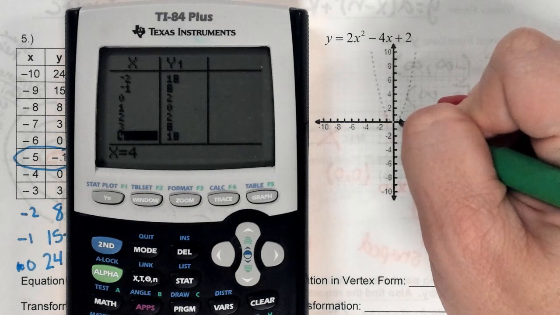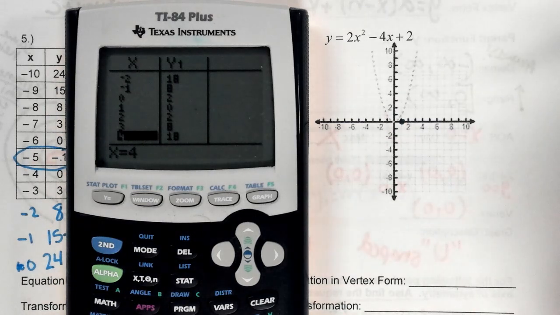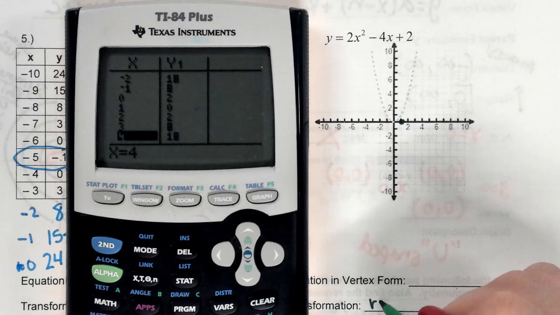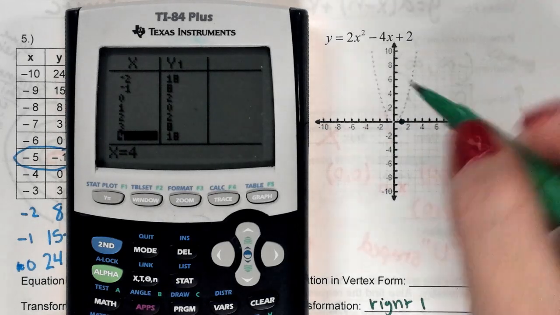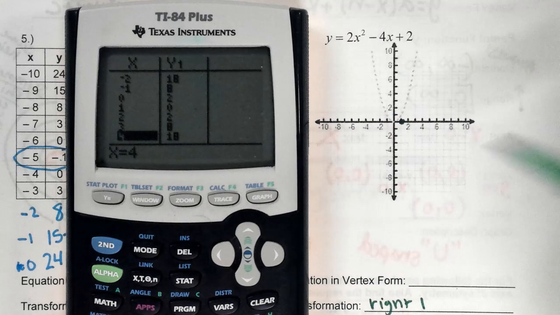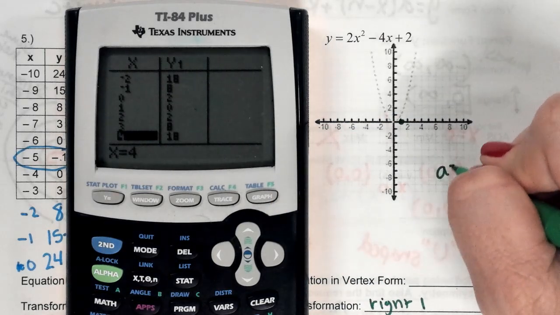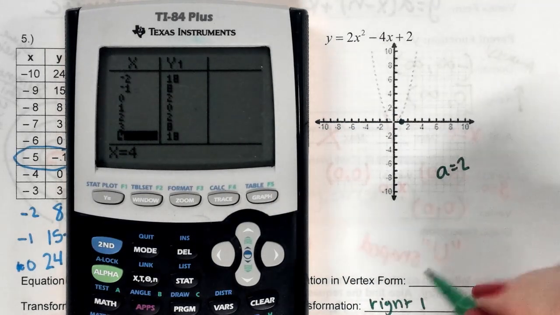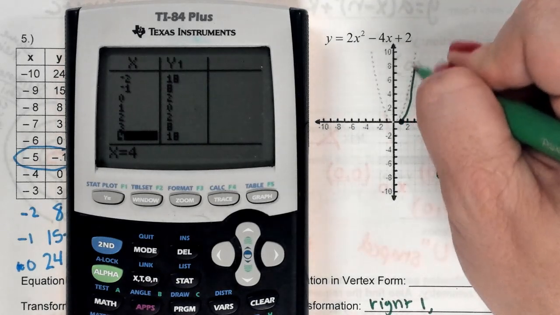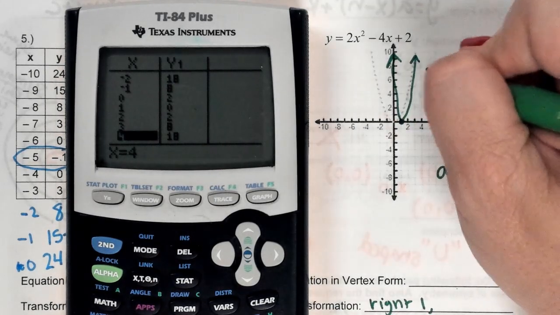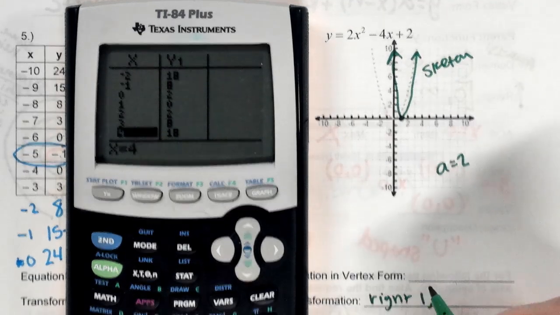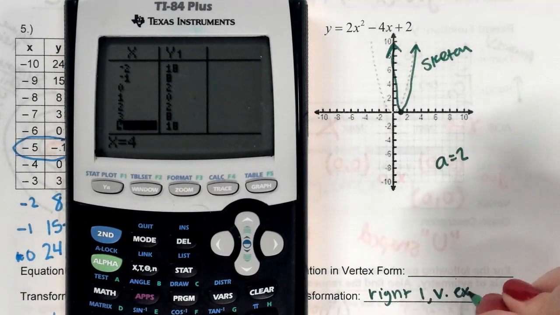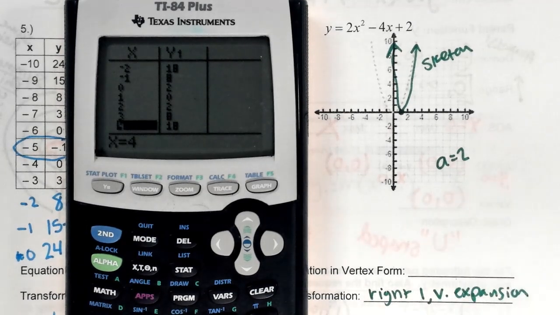1, 0, right? So what did it shift? It went right 1. Did it shift up or down? No, because my height is 0. What else happened from the vertex to the first point? How much did it change? So your A is 2. So that means that it's growing faster and it's going to be skinnier, y'all. So this is a sketch. I did not plot any points other than my vertex. Okay, that we call that a vertical expansion.